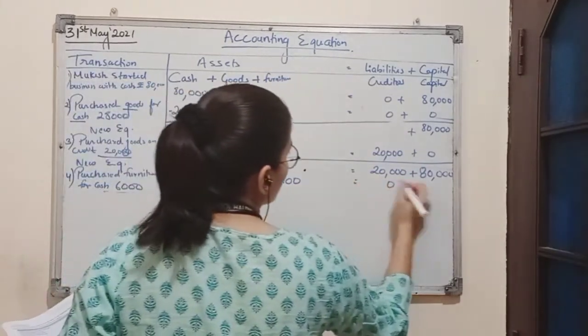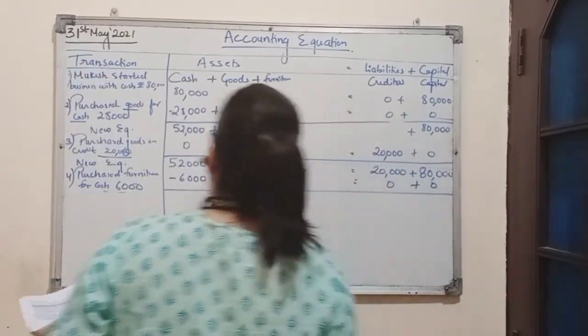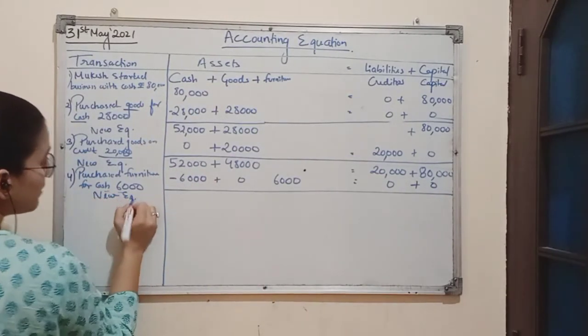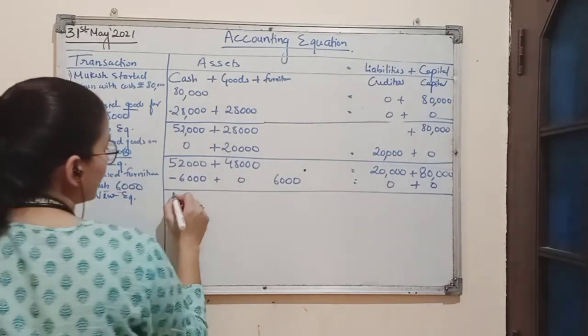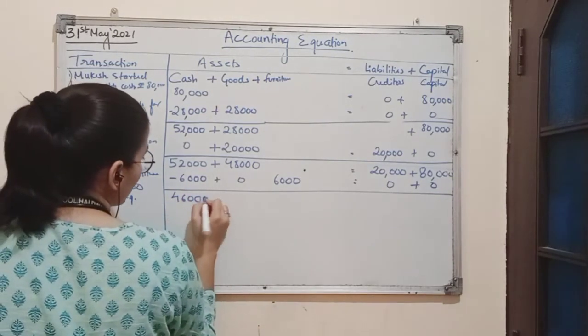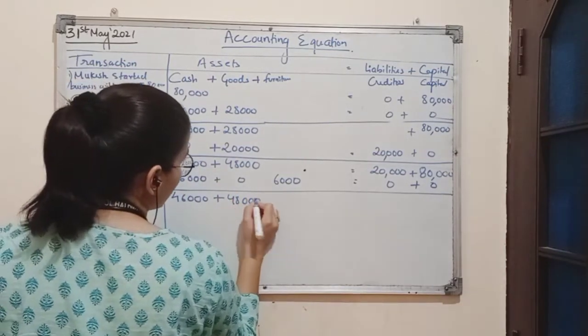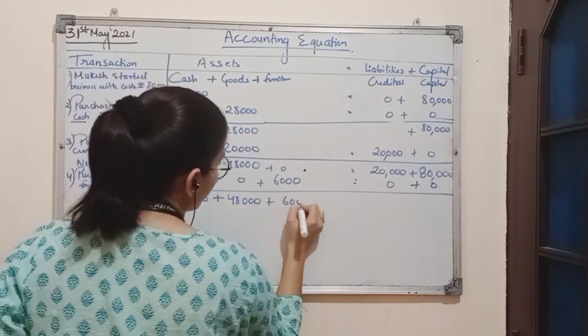There will be no change on the creditors side and the capital side. So by solving these two effects, we will get the new equation. The new equation will be 52,000 minus 6,000, which is 46,000 of cash. Goods amounting to rupees 48,000. Furniture rupees 6,000.